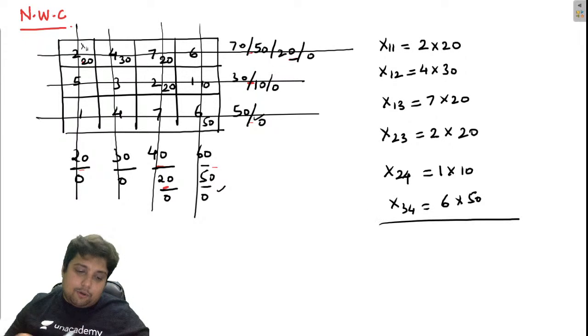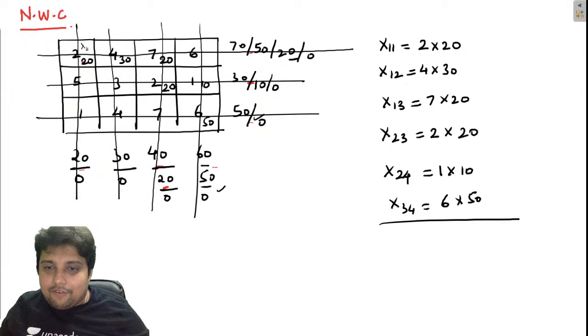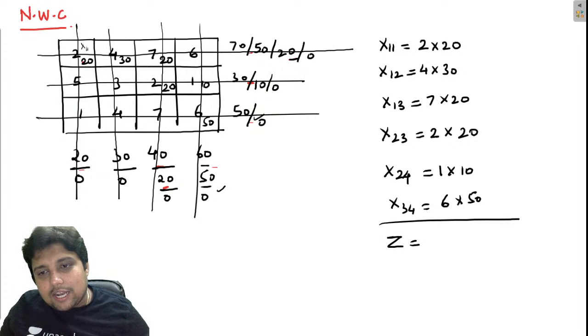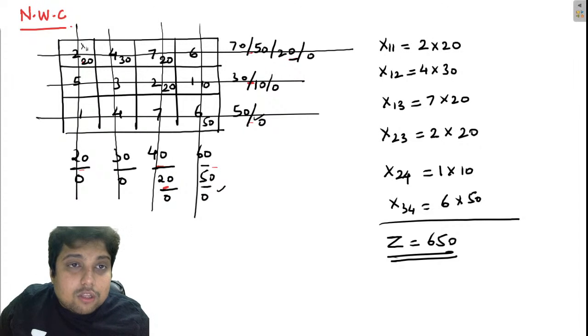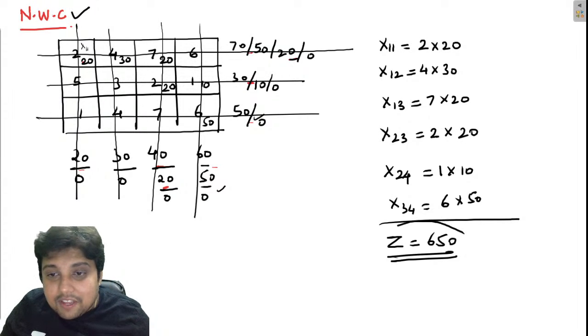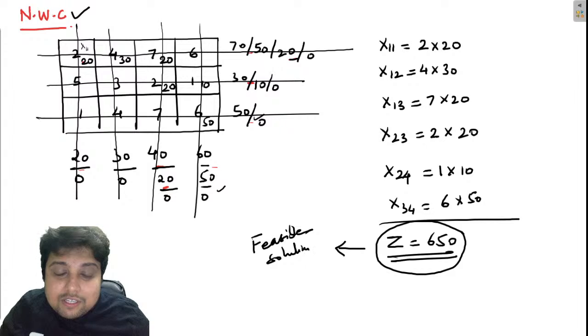So this total adds up to 2 into 20 plus 4 into 30 plus 7 into 20 plus 2 into 20 plus 1 into 10 plus 6 into 50. My good old calculator is showing 650. So the total transportation cost that I am getting using the northwest corner method is 650. But remember my friends, this is not the final solution. This is a feasible solution.